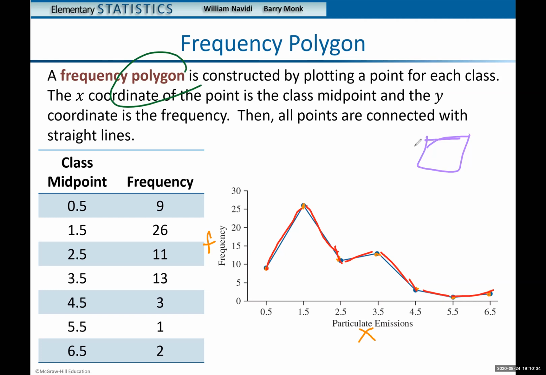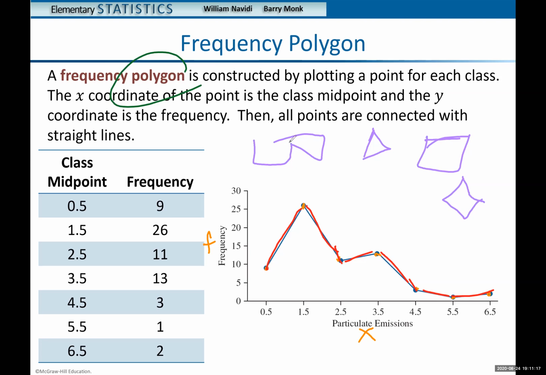Yes or no? Is this a polygon? Yes. Is a triangle a polygon? Yes. Is this a polygon? Yeah. So what is a polygon? How about this? Is this a polygon? Yes, it's a polygon.